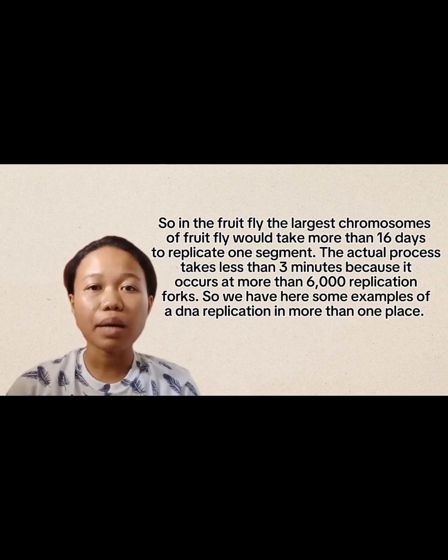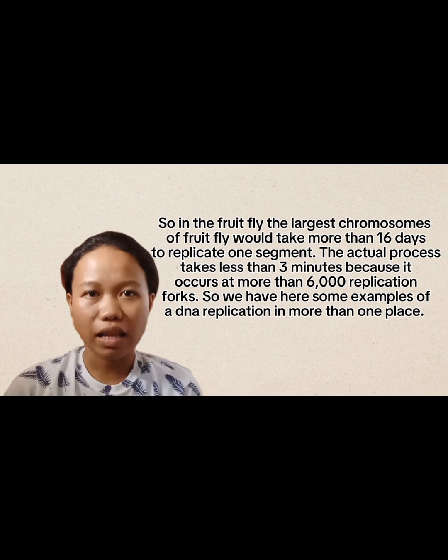So we have here an example of DNA replication in more than one place. Here is the structure of DNA replication in more than one place, where we can see the parent DNA, followed by replication occurring at several points, and after that we have the daughter DNA.